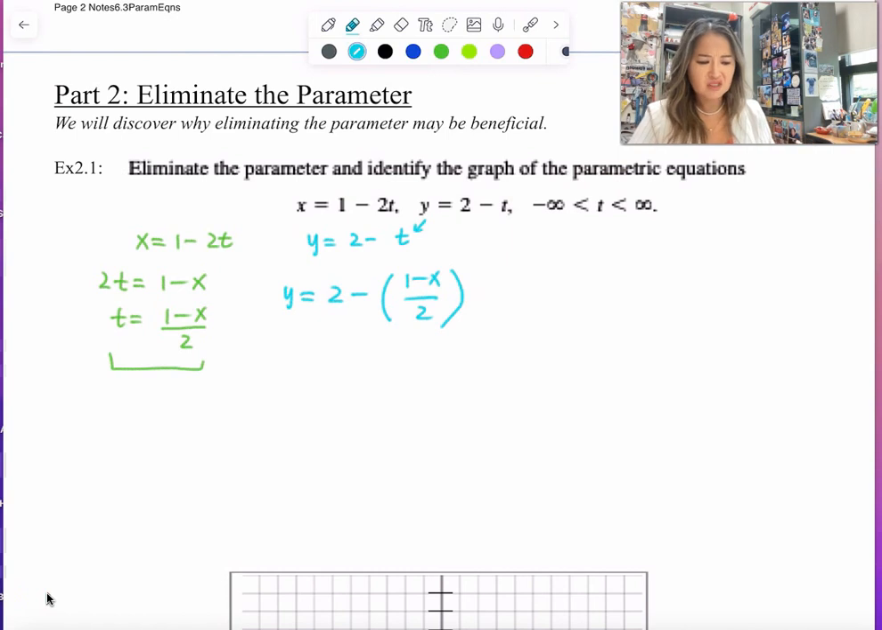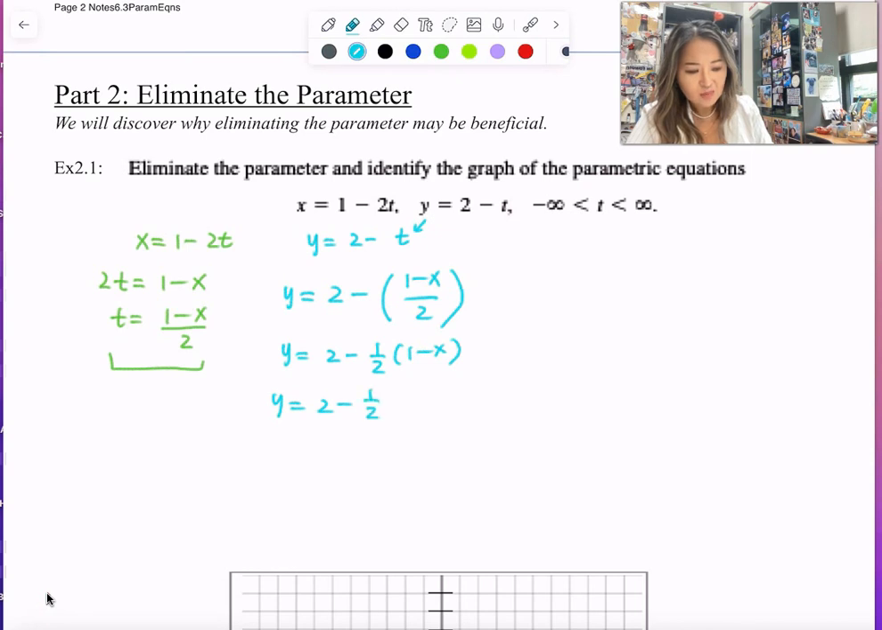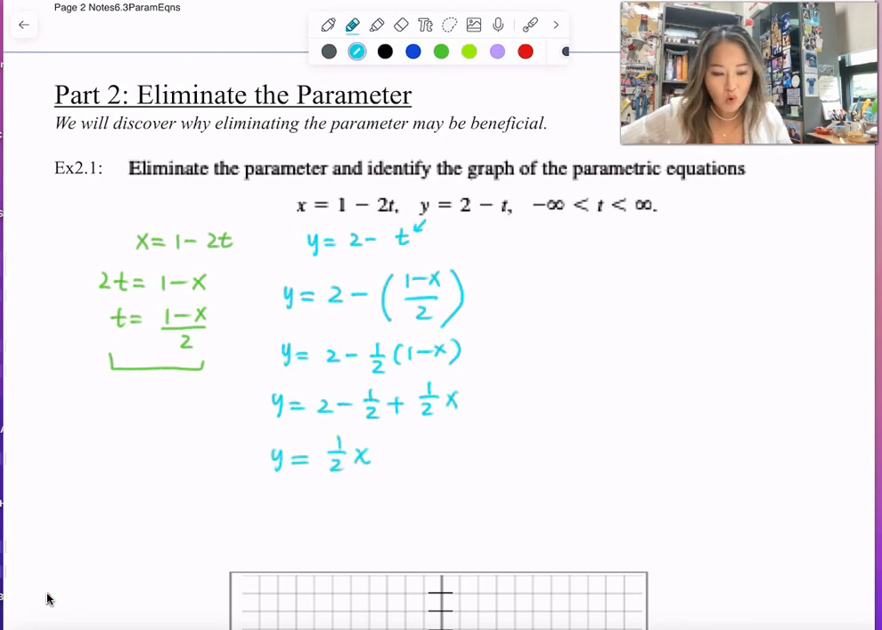So let's simplify this ugly looking guy. y is equal to 2 minus, let me just factor out the half here. So we get y equals 2 minus 1 half plus 1 over 2 x. When we simplify that, we end up with y equals one half x plus 3 over 2. Whoa. Now let me ask you the same question. Can you identify this curve?